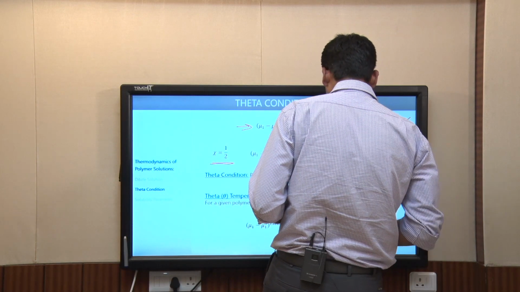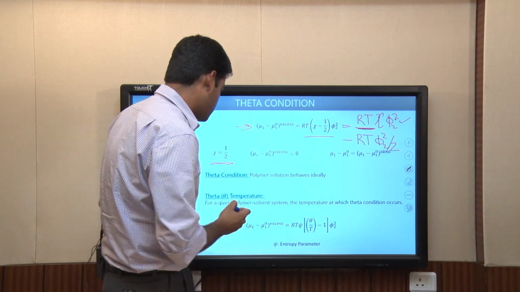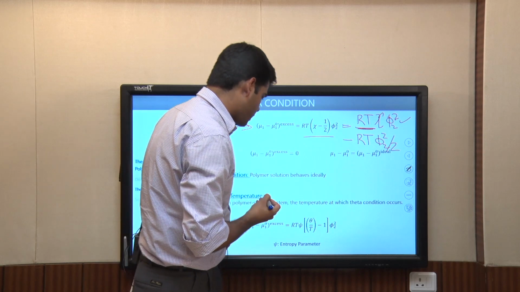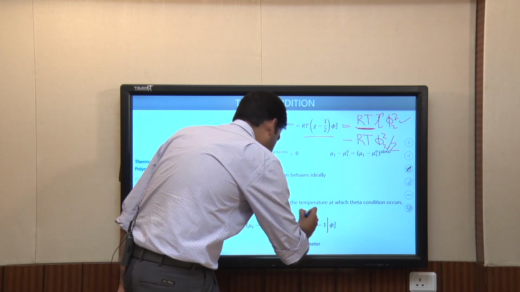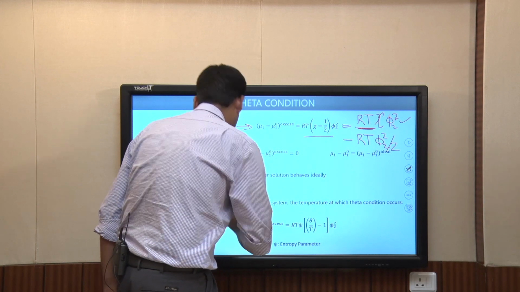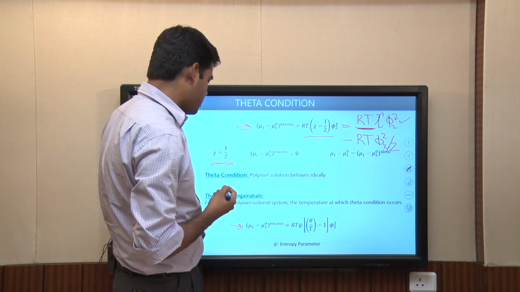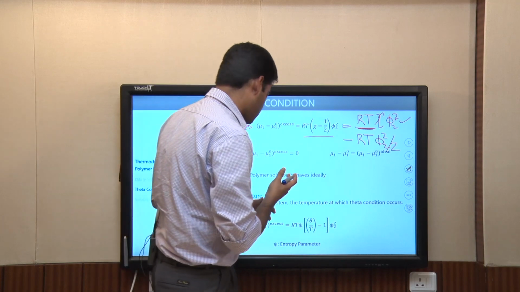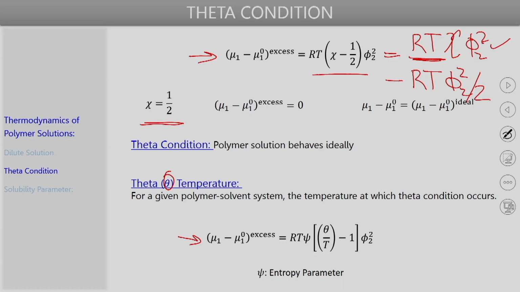So, with the theta temperature, one can actually express the excess mu1 minus mu1 naught in terms of the theta temperature. The theta temperature we are representing by the symbol theta here. So, in terms of the theta temperature also one can express the mu1 minus mu1 naught excess term, and that is what is shown here. And here this psi is referred to as what is called the entropy parameter.